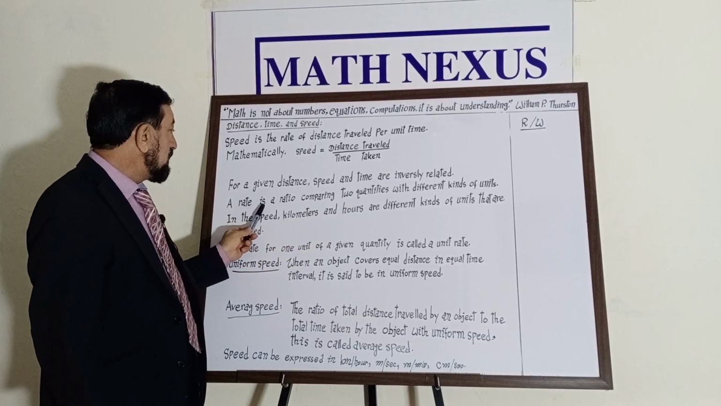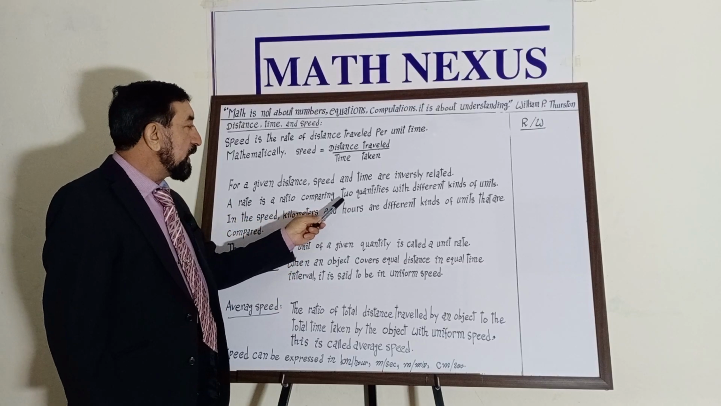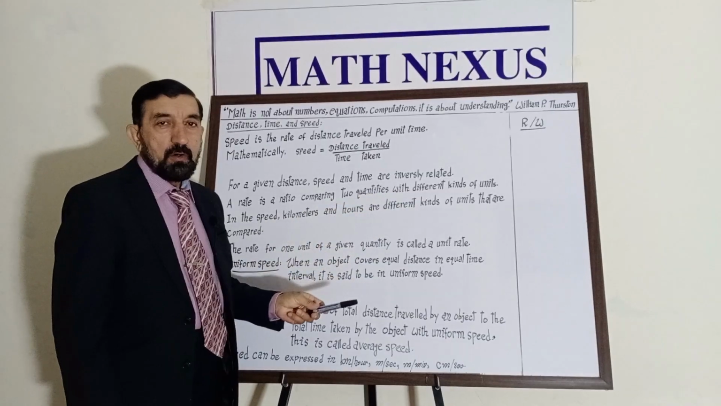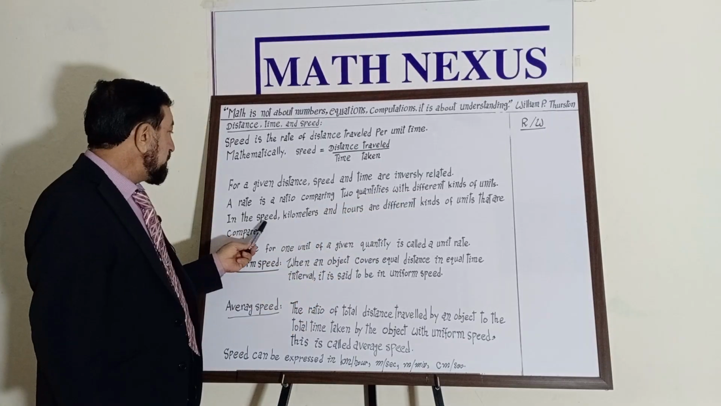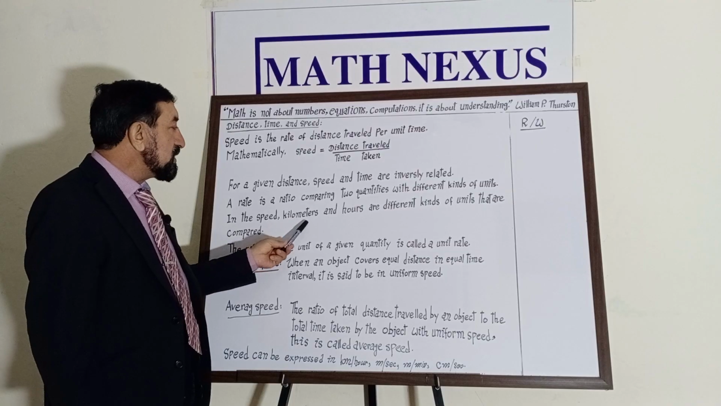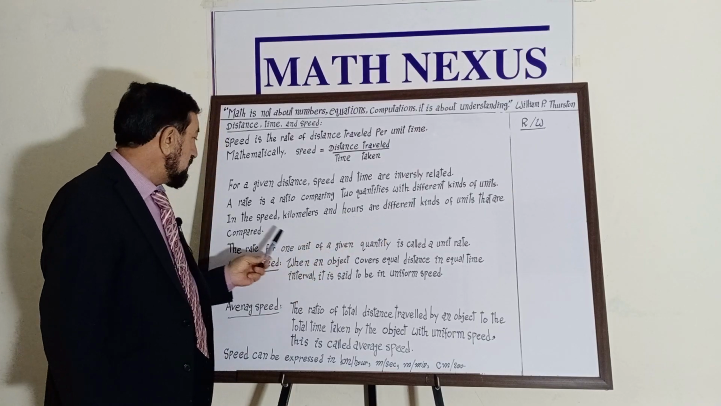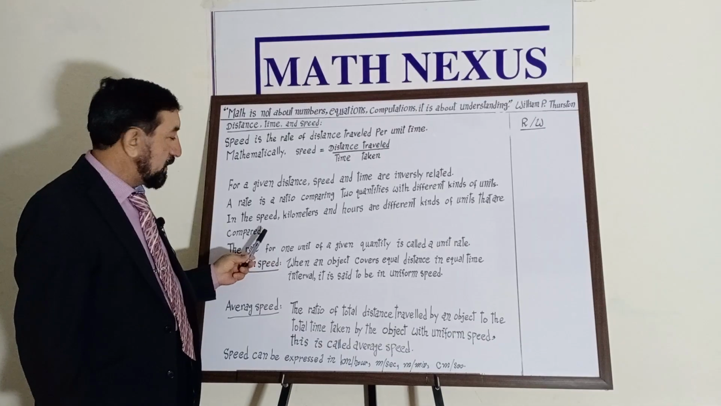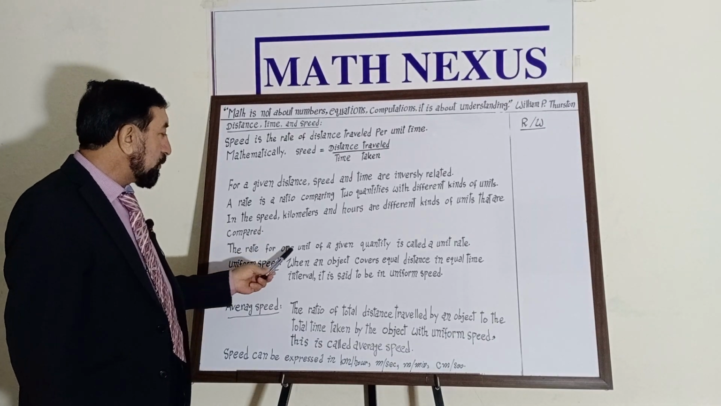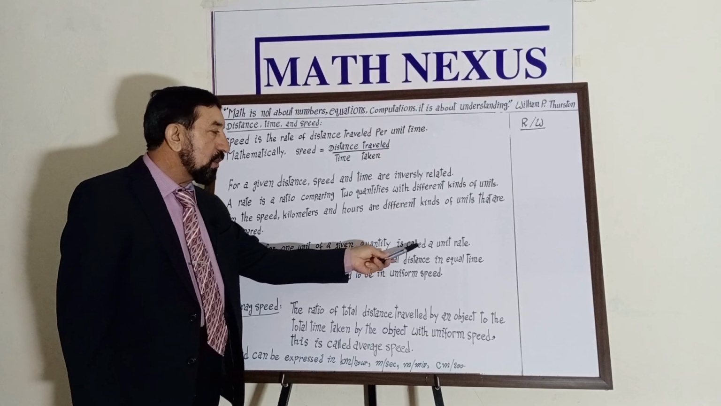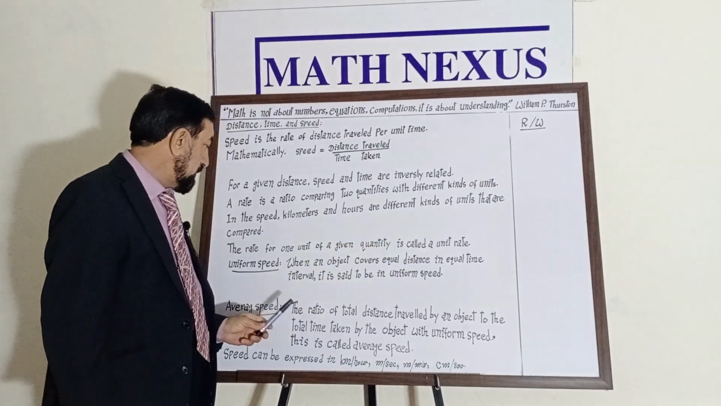A rate is a ratio comparing two quantities with different kinds of units. In speed, kilometers and hours are different kinds of units that are compared. The rate for one unit of a given quantity is called a unit rate.